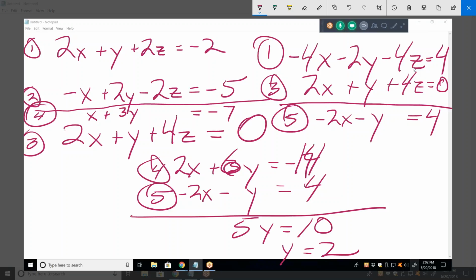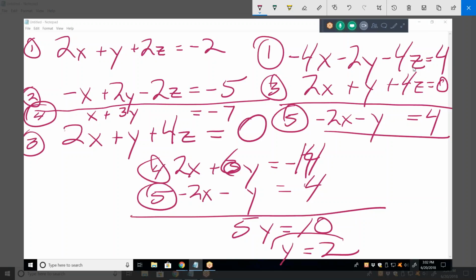It does not matter which variable you solve for first. The key is to pick a variable, eliminate it for equation 4, pick the same variable and try to figure out how to eliminate it for an equation 5. And we did. And once I have equation 4 that's just in x and y, and equation 5 that's just in x and y, I can solve for a variable by using just elimination.